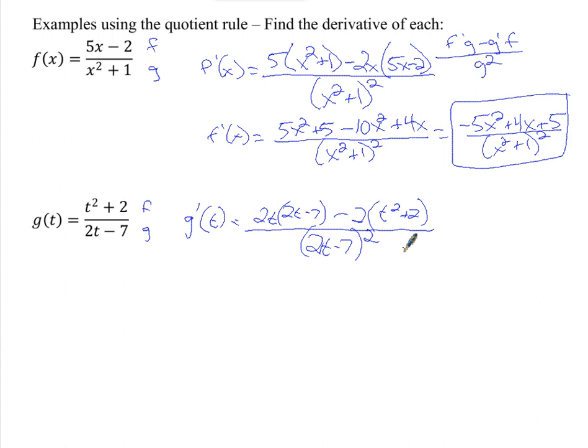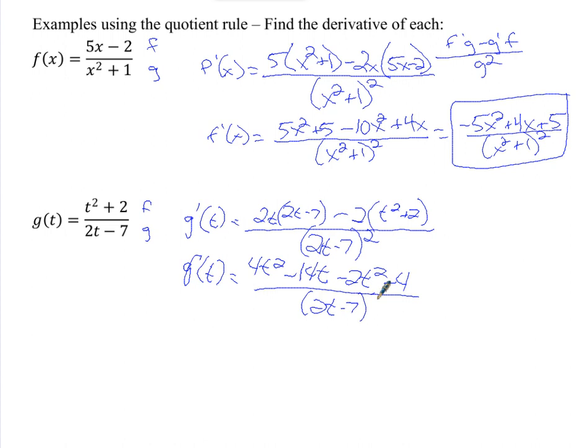Now simplify. G prime of t equals 4t squared minus 14t minus 2t squared minus 4 all over 2t minus 7 squared. Combine like terms in the numerator: 2t squared minus 14t minus 4 all over 2t minus 7 squared.